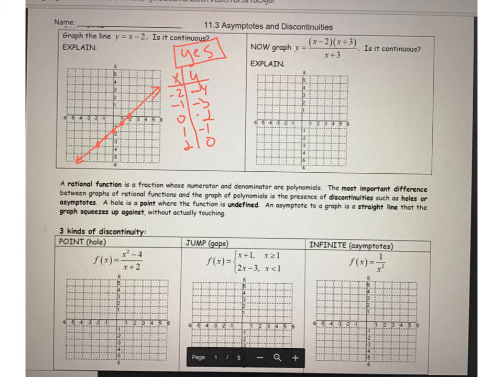Now we have the rational expression y equals x minus 2 times x plus 3, divided by x plus 3. Is this continuous? Well, what do we notice here? We have a rational expression, a fraction. On the numerator we have x plus 3, and on the denominator we have x plus 3. Anything divided by itself is just 1, so those cancel. So we're left with y equals x minus 2. Is that not just the graph of the line that we graphed on the left-hand side?